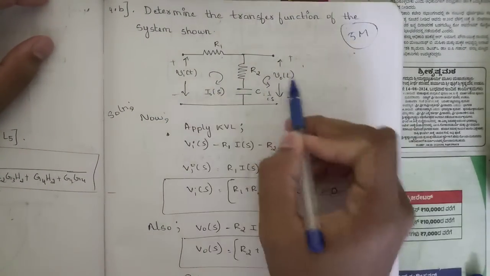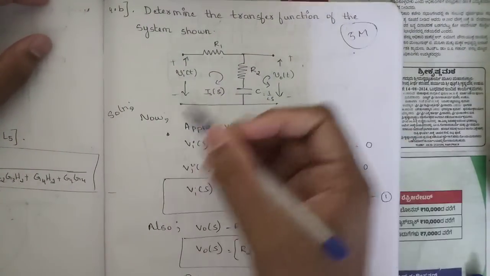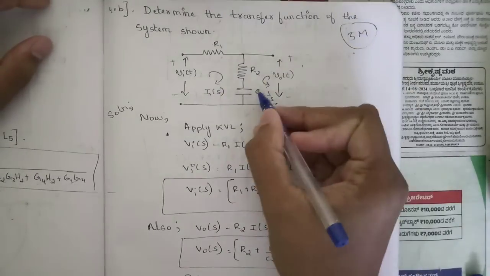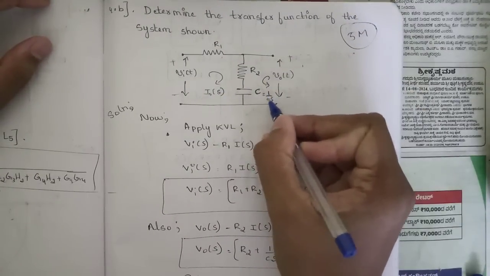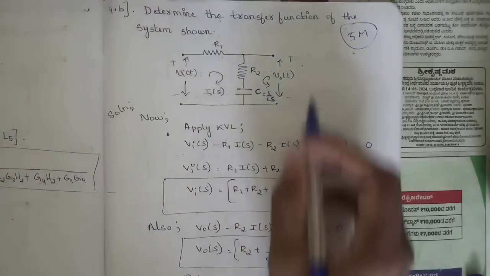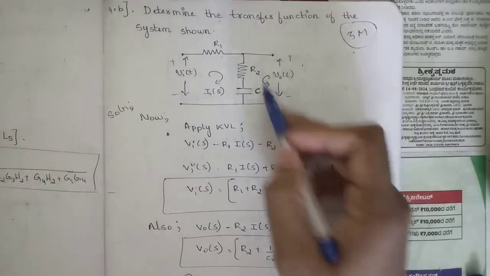So it is given in T domain. In order to represent it in S domain, resistances would remain as they are. C would be replaced by 1 by Cs, and the rest of the terms stay. This is Vi of t and this is V out of t.